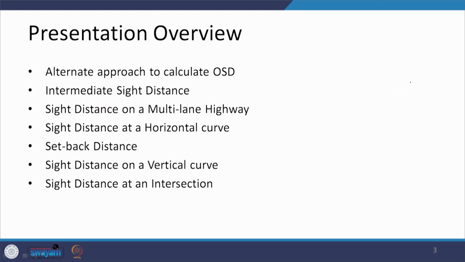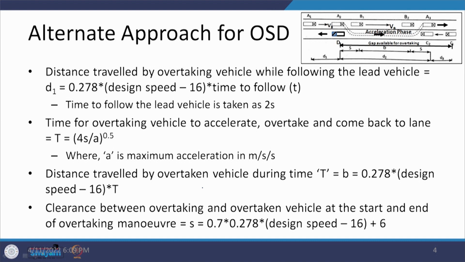In today's interaction, we are going to talk about various aspects. It starts with an alternate approach to calculate the OSD, and then we are going to talk about the sight distances under different conditions like intermediate, on multi-lane highways, on horizontal curves, on vertical curves, and also at an intersection. We will look at what types of intersections there are and see the sight distances. Let us talk about the alternate approach for OSD first of all.